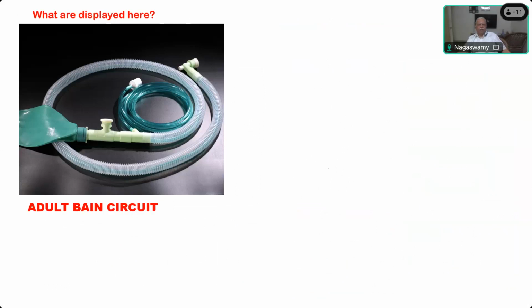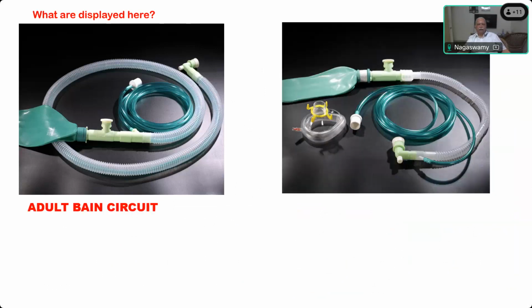So you can see the length and other features of this adult Bain circuit. What about this? A pediatric Bain. This is a pediatric Bain circuit. You can see the length is quite a bit smaller, with a larger tube, and to identify it, sometimes they may give you a small face mask here. A transparent pediatric face mask is given. So this is the pediatric Bain circuit with a mask.